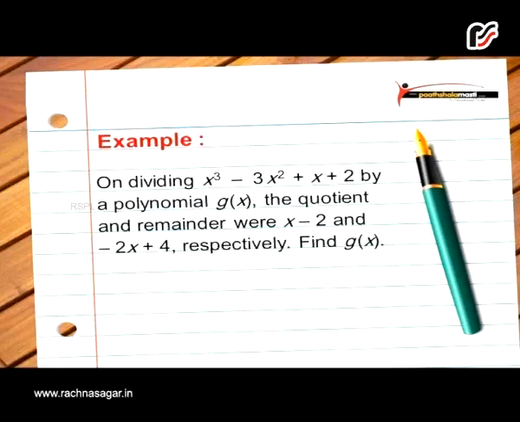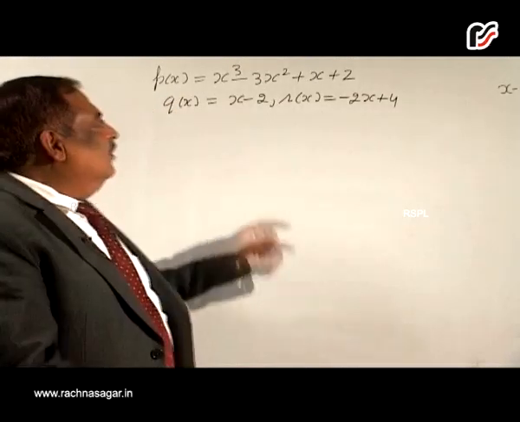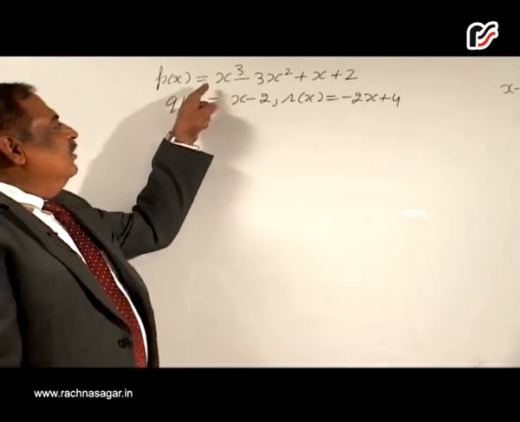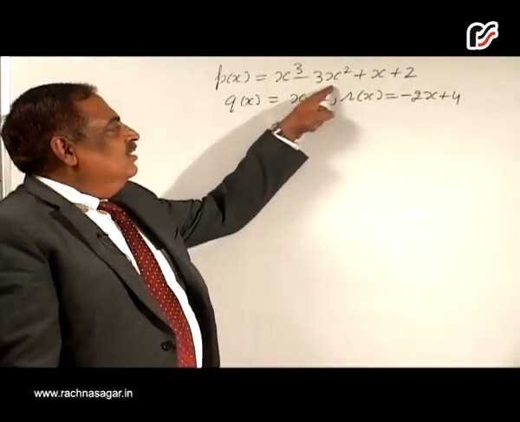Now we take one example based on the division algorithm. On dividing x cube minus 3x square plus x plus 2 by a polynomial g(x), the quotient and remainder were x minus 2 and minus 2x plus 4 respectively. Find g(x). So in this question, let us take the polynomial as p(x), x cube minus 3x square plus x plus 2.